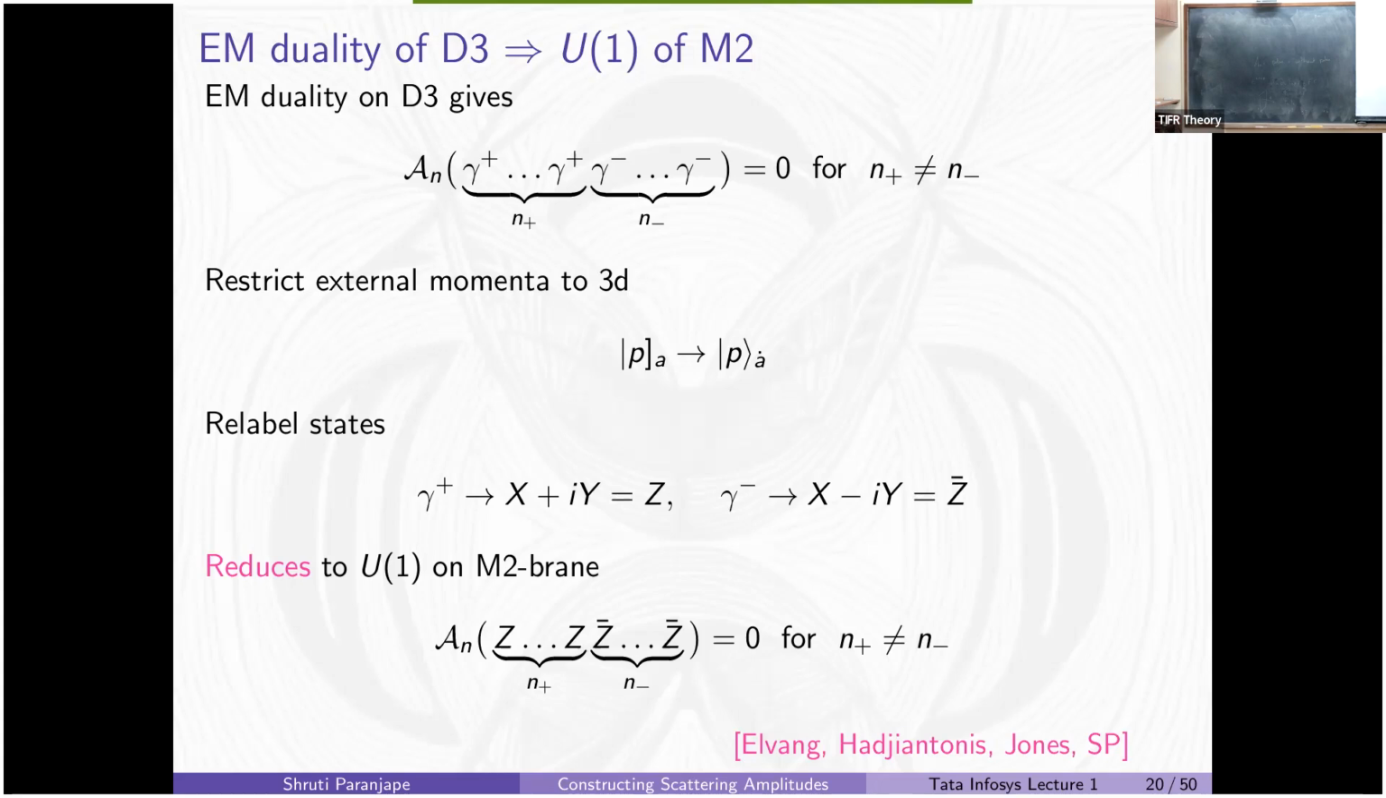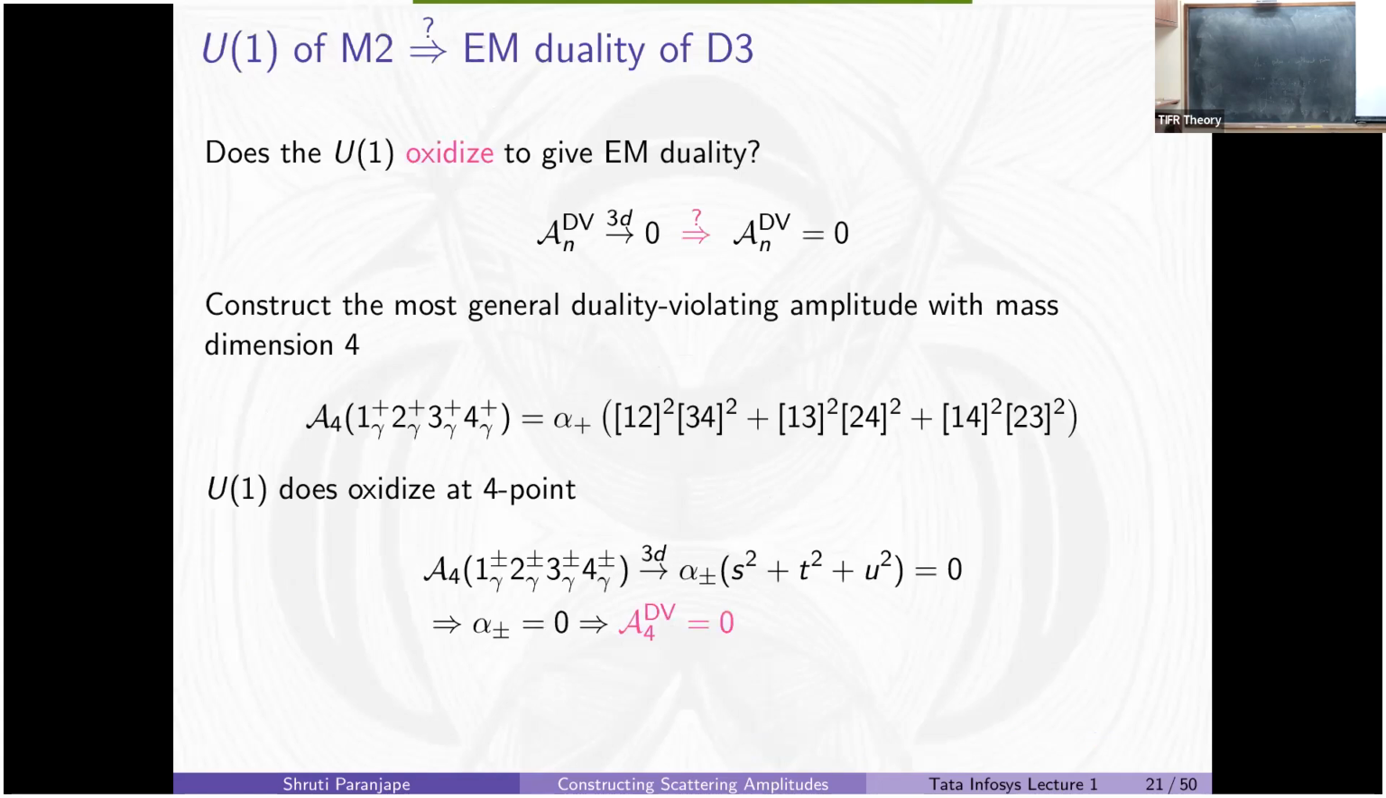You want to be able to say, why does this theory have EM duality? It has it because it's related to the U1 of this lower dimensional theory. So rather than saying that this EM duality reduces to U1, you want to say the U1 oxidizes to the four-dimensional symmetry. So I want to go in the opposite direction. If there is this symmetry in 3 dimensions, there has to be this other symmetry in 4 dimensions.